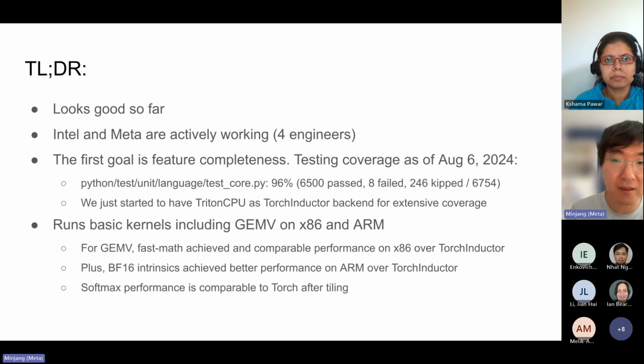The first one is test coverage. For example, there is the test core in Python, the Triton upstream suite. Right now we have about 96% coverage. A few are failing, but some 3%, 4% are mostly skipped because they take too much time. I will discuss that later. But in general, the basic coverage is pretty good.